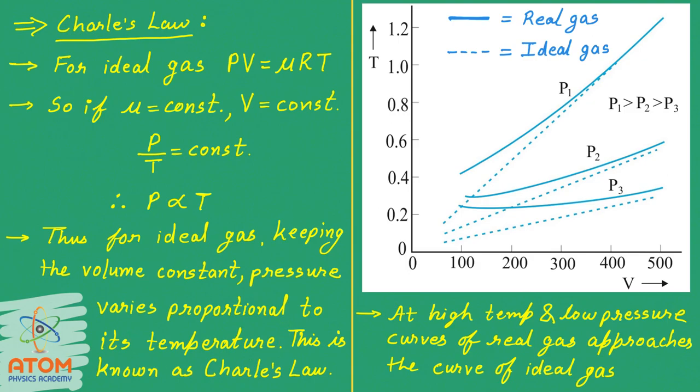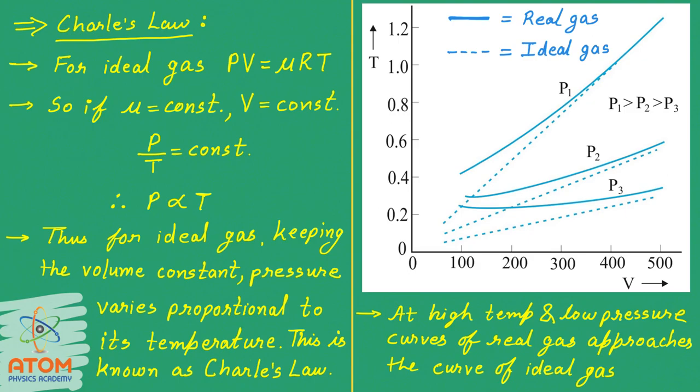Now let us see whether the real gas is also following Charles' law or not. For that, look at the graph given here. You can see this is a T versus V graph, temperature versus volume graph. And here are different pressures. P1 is largest, then P2, then P3. P3 is the smallest pressure. Here also the continuous line curves represent real gas and the dotted line curves represent ideal gas.